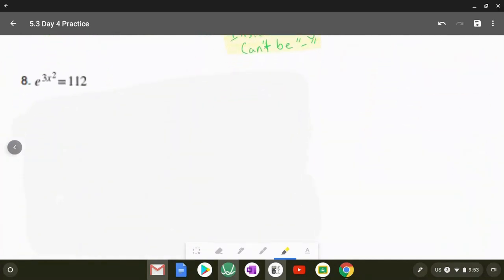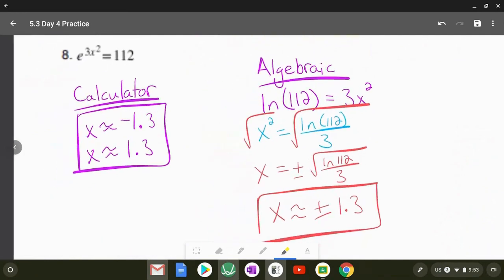If we take a look at number 8, same thing. Calculator this time has two intersections, a negative and a positive. A negative answer is not always unacceptable. You have to follow the rules. Negative can't be inside the log, but you can have a negative answer. In this case, our original equation is an exponential.